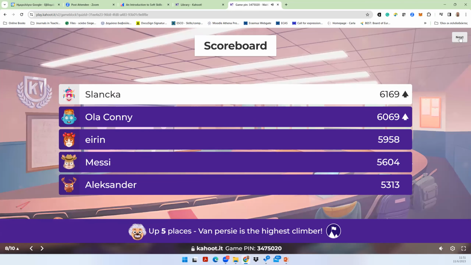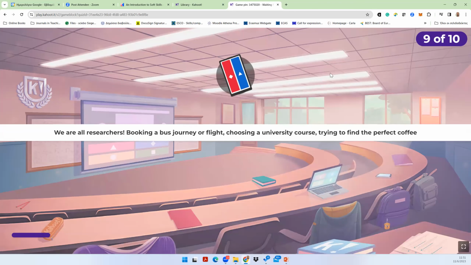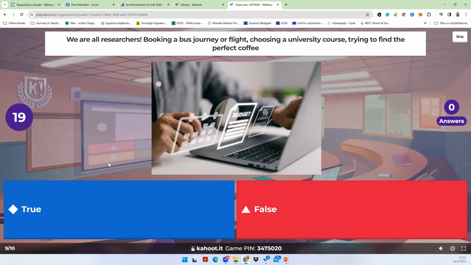Oh, Messi, what a miss. True or false? Two more. We are all researchers: booking a bus journey or flight, choosing a university course, trying to find the perfect coffee. Does this demonstrate research skills? So to show you that research skills are applied in everyday life, or you can improve them in everyday life.